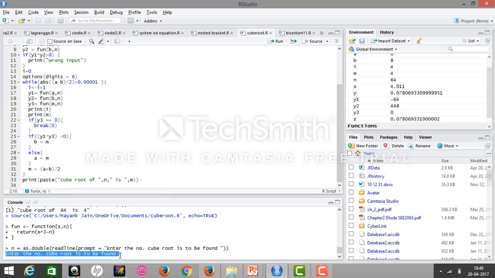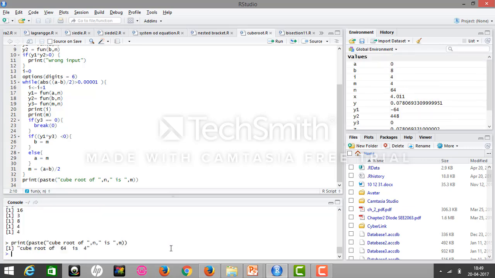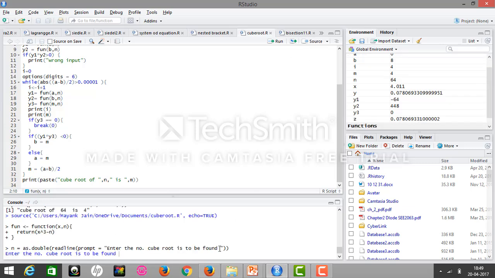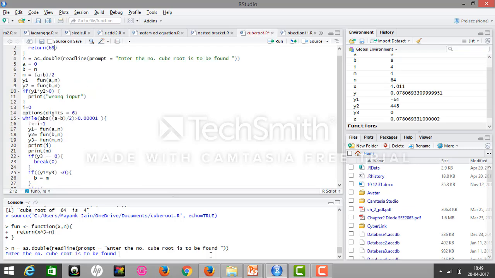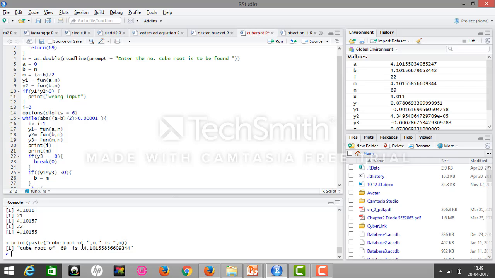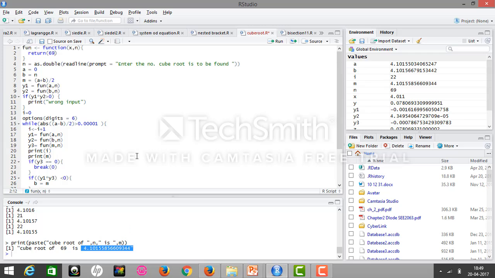we have to enter the number whose cube root is to be found. Let it be 64, and pressing enter, the cube root of the number is 4. We can also find the cube root of any other number, let it be 69, and pressing enter, it is something in between 4 and 5, 4.19000. So in this way we can find the cube root of any number using the bisection method.